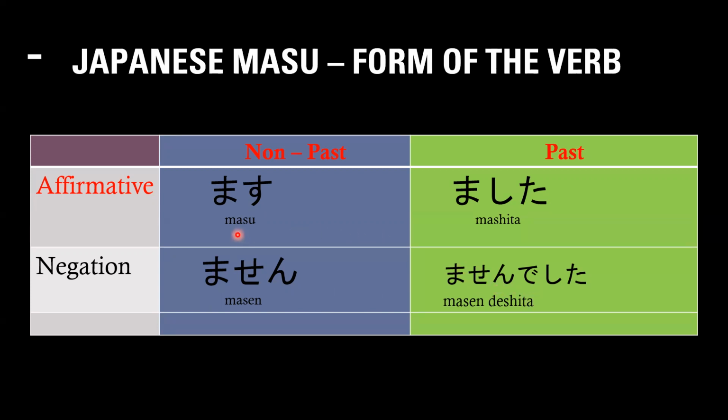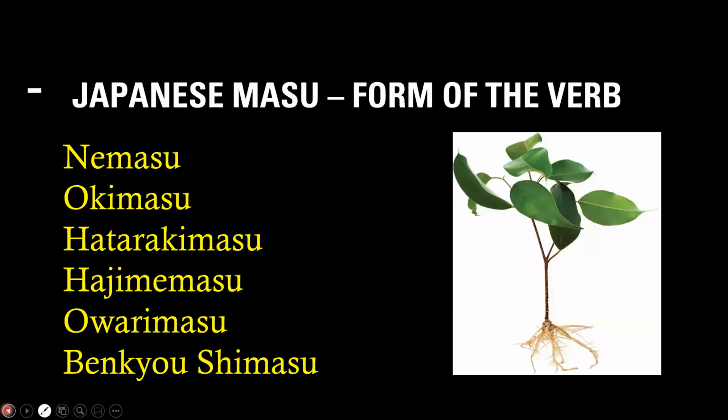Mas madalas ginagamit sa tunay na buhay or sa pangkaraniwang buhay is mashita, masen. Masen deshita, it means to say that the action is a negative action or a do not do, and it's committed in the past. Okay, so parang let's try to put some more example dyan. Example ito, kasi hindi siya applicable for nemasu eh.